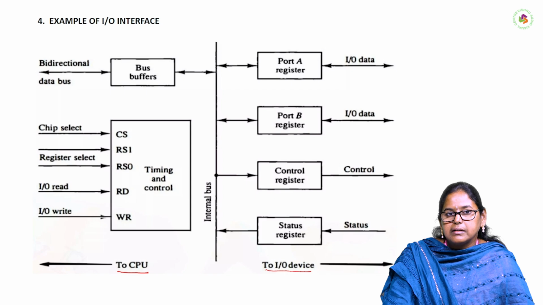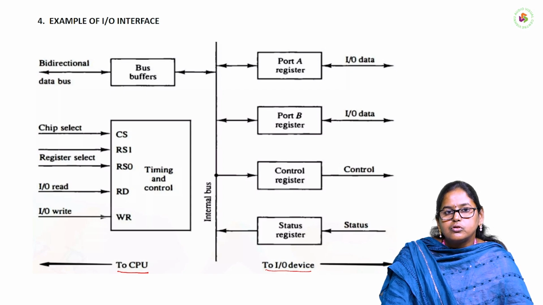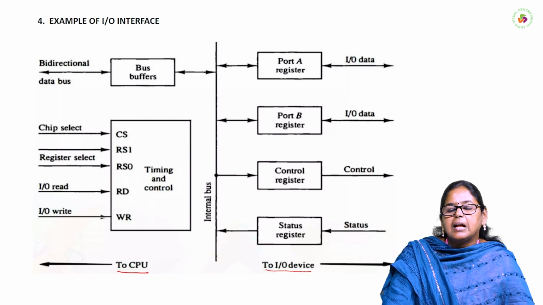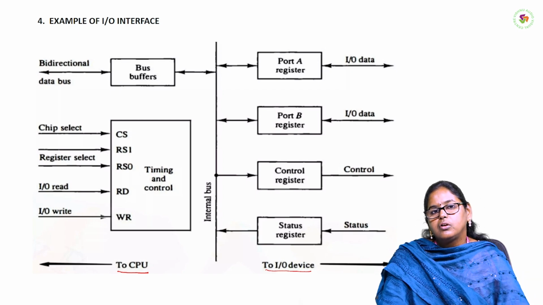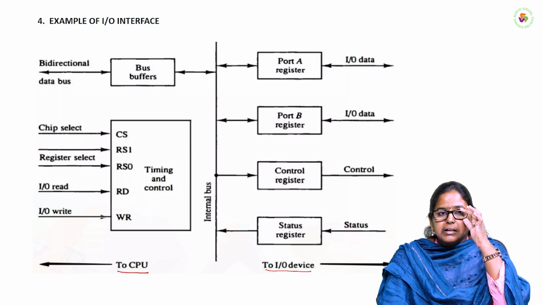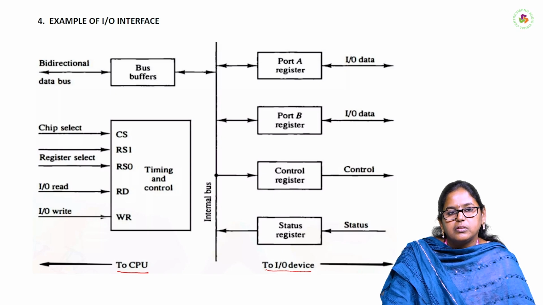And we have something called the control register. Control register is used for storing the control information. Control information may be any of the functional code information like a control command, or it may be the status command, or it may be the output command, or it may be the input command. That particular control information will be stored in the control register.